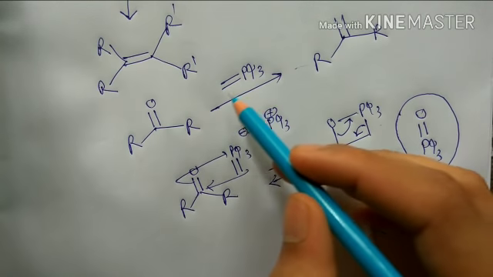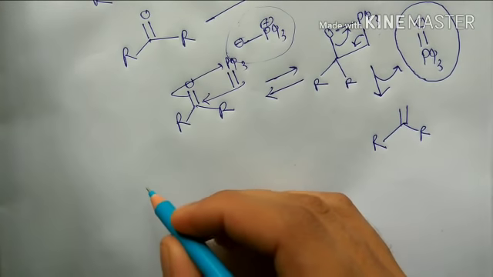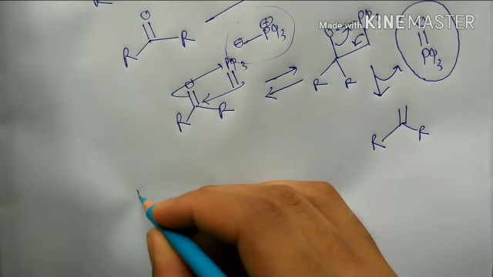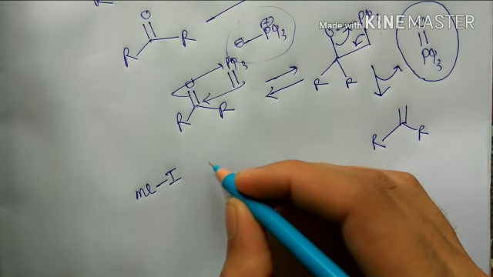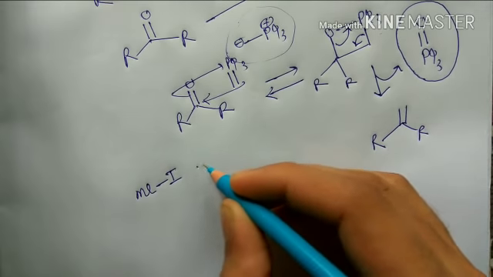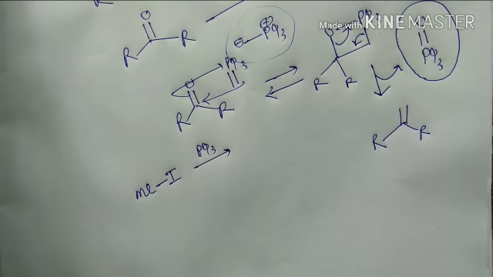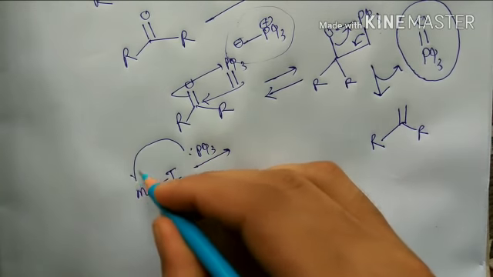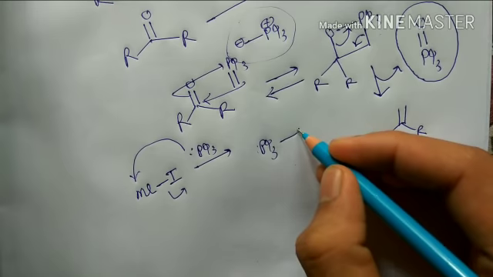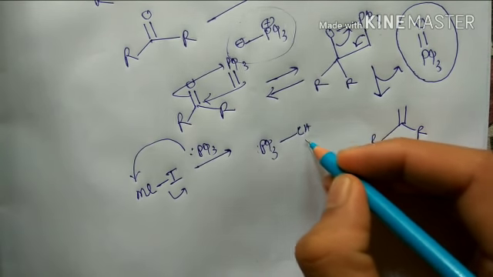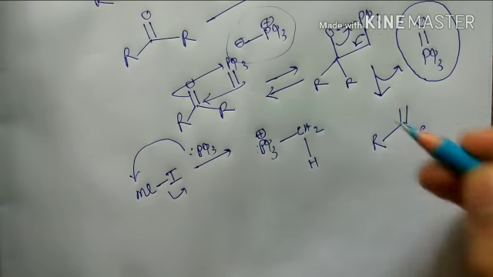Now the question is, how can you make this ylide? For this particular ylide, you can start from a very simple molecule, let's say methyl iodide or any alkyl halide, then just react with triphenylphosphine. So triphenylphosphine will attack here to remove this I minus, so you will get this CH2. So now here you will have a positive charge.